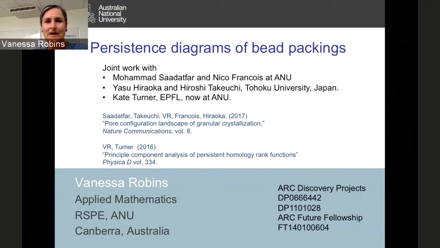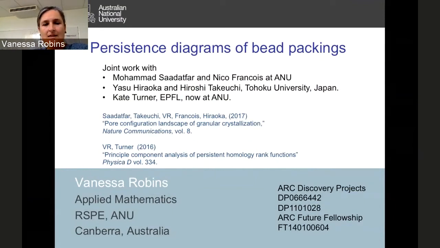I'm going to talk about a nice application of persistent homology to this very old question in physics about the way spherical beads arrange themselves in containers. This is work I've done with colleagues at ANU. Mo Sadatfar and Nico Francois worked with the ANU X-ray CT facility to take images of real physical bead packings. And then Yasu Hiroka in Japan has helped with analyzing the persistence diagrams.